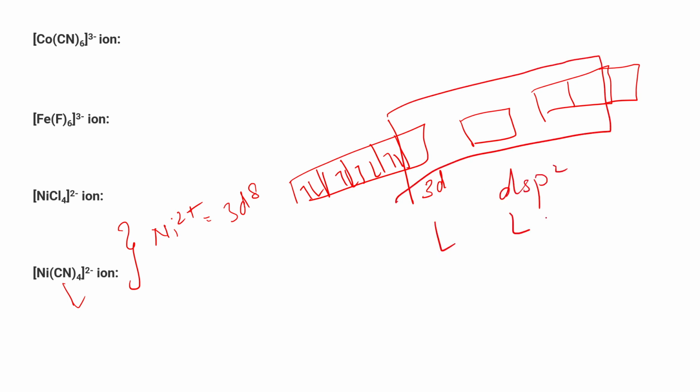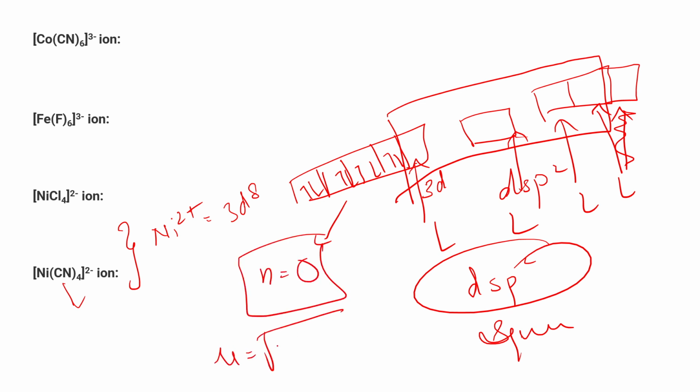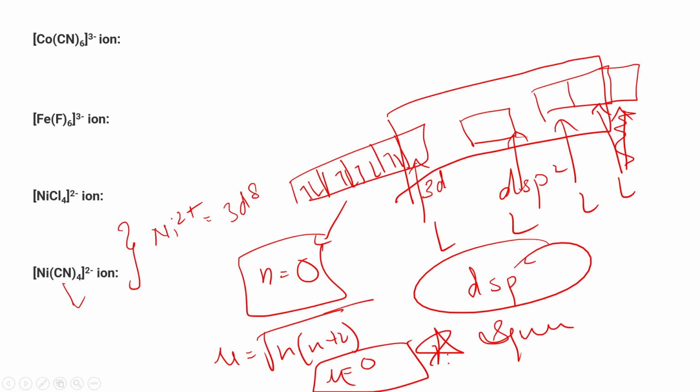dsp2 ligands will donate electrons in these hybrid orbitals, and therefore hybridization will be dsp2. The complex will be square planar. Since the number of unpaired electrons is equal to 0, the magnetic moment, which is under root n into n plus 2, will come out to be 0. I hope you guys understood.